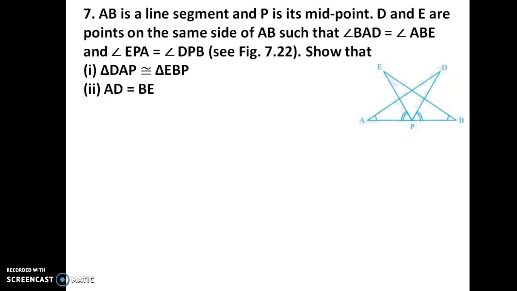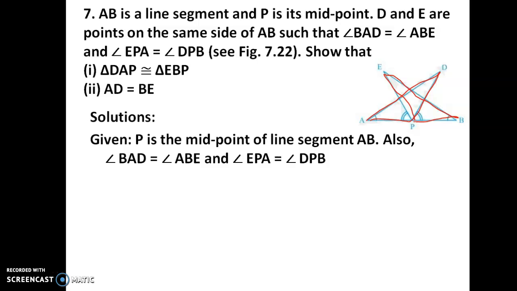Show that triangle DAP is congruent to triangle EBP. So these two triangles are congruent, and we should show it. First one, let's do it, then we'll go to the next part. Given: P is the midpoint of line segment AB, which is already given in the question, and these two angles are also equal, which is also given in the question.